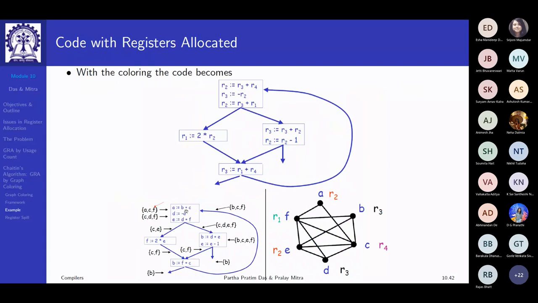So with this coloring, this is the original control flow graph I had. On the right is my interference graph. So with this, now I can rewrite the code in terms of 4 registers instead of 6 symbolic registers that I would have had. So 4 registers, and the problem of global allocation is solved in this case optimally.